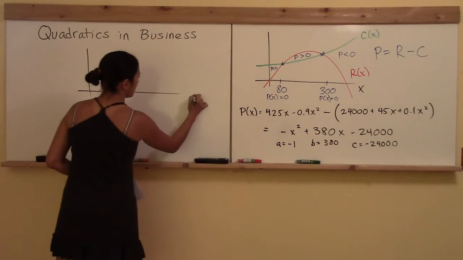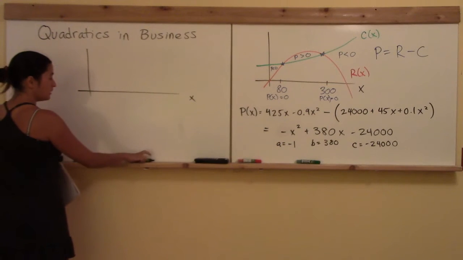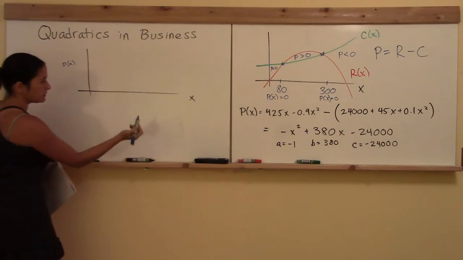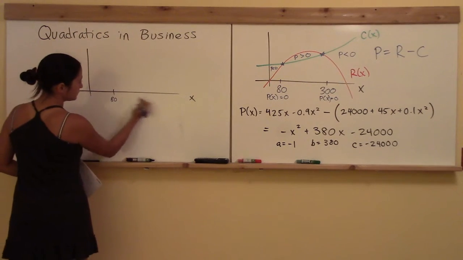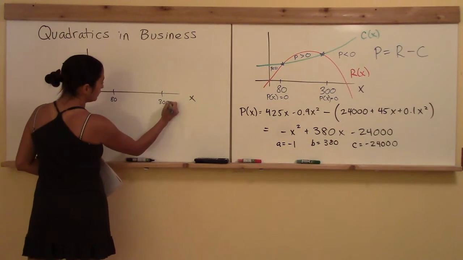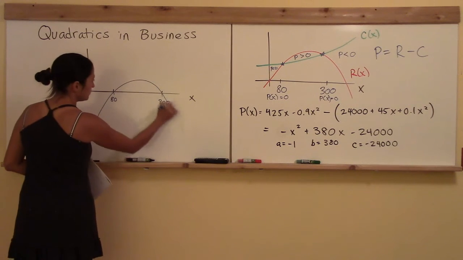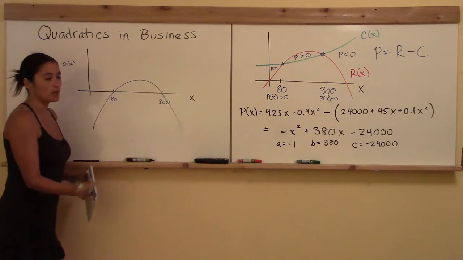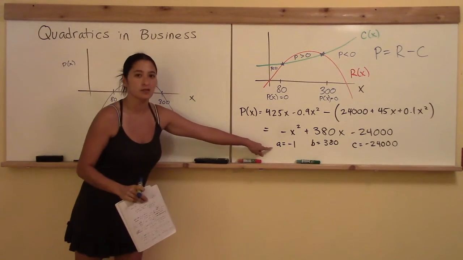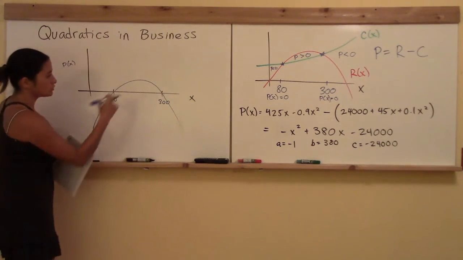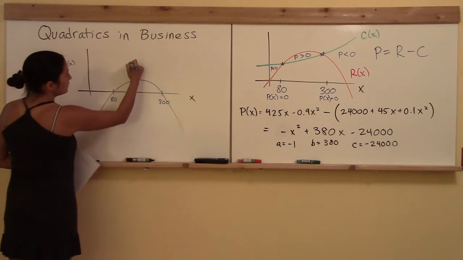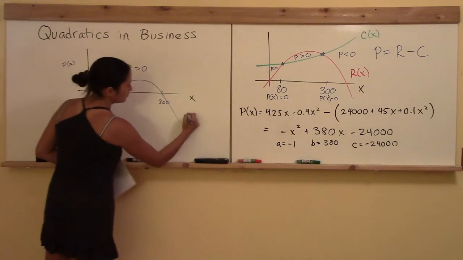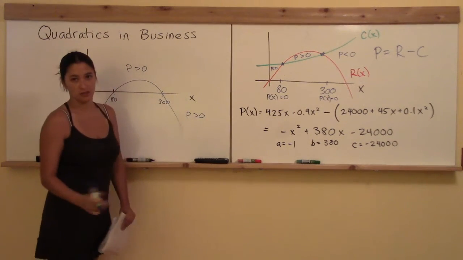So this is the same problem, same x, but instead of the r and the c, I'm going to draw the p of x. And I know the p of x goes through 0 when x equals 80 and when x equals 300, so this is what my p of x looks like. Notice that it's a down-facing parabola because the a is less than 0. So just like we confirmed with the other graph, this is a place where p is greater than 0. Over here, less than 0. Too many, also less than 0.